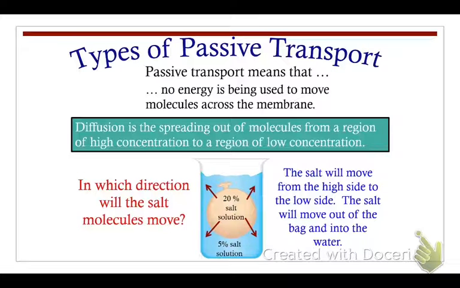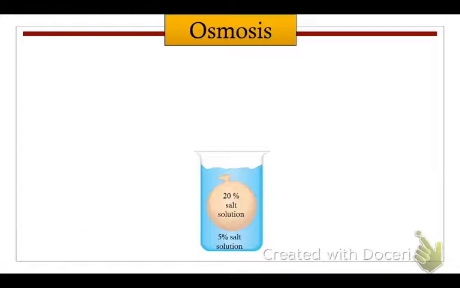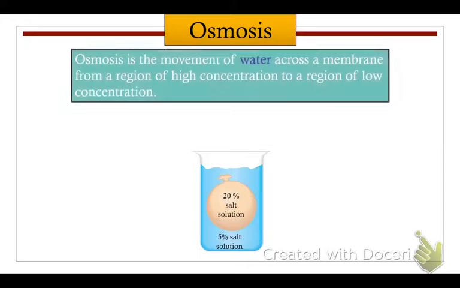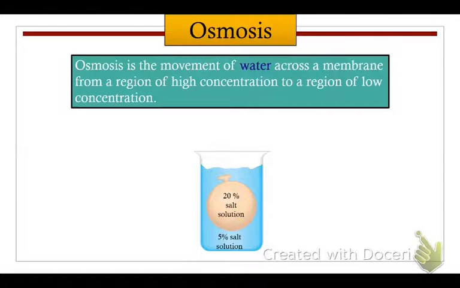The other kind of passive transport is called osmosis. Osmosis is different than diffusion, okay? Because osmosis is the movement of water across a membrane from high to low.